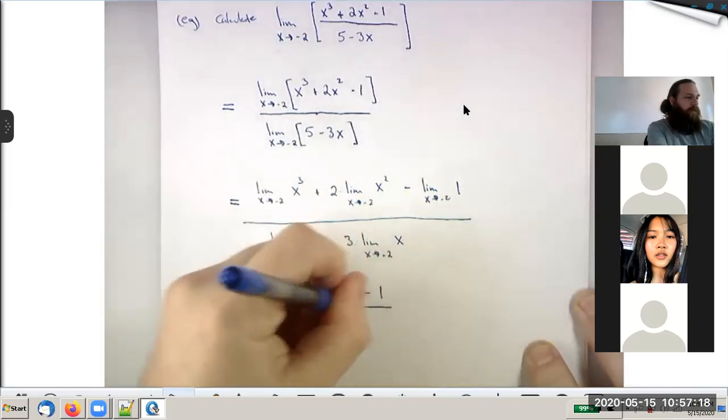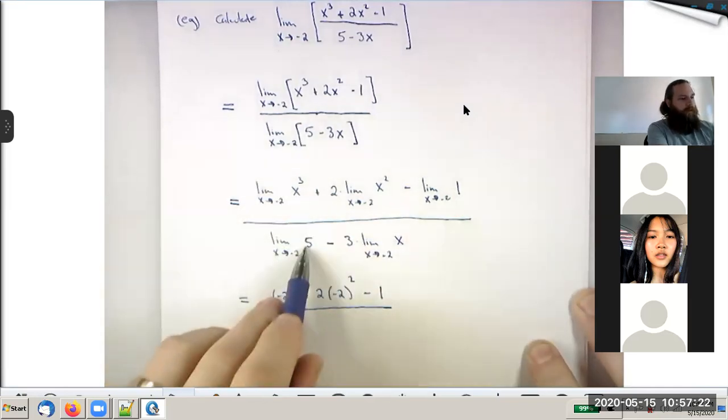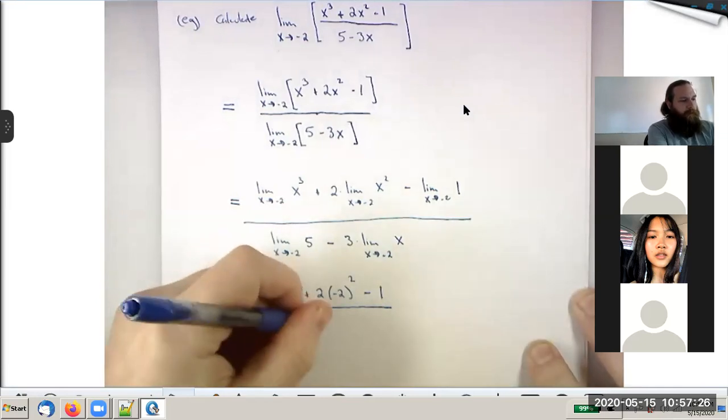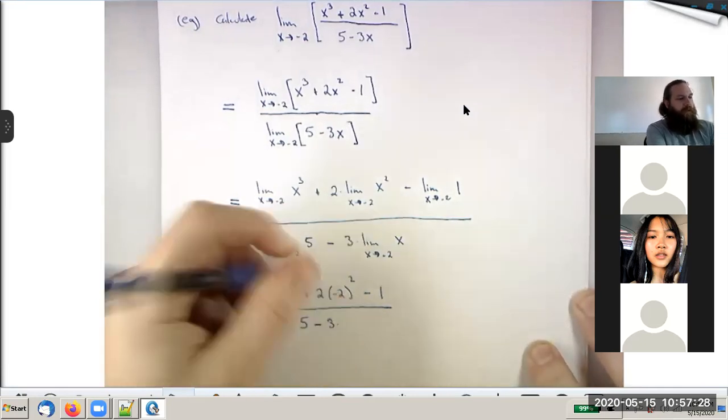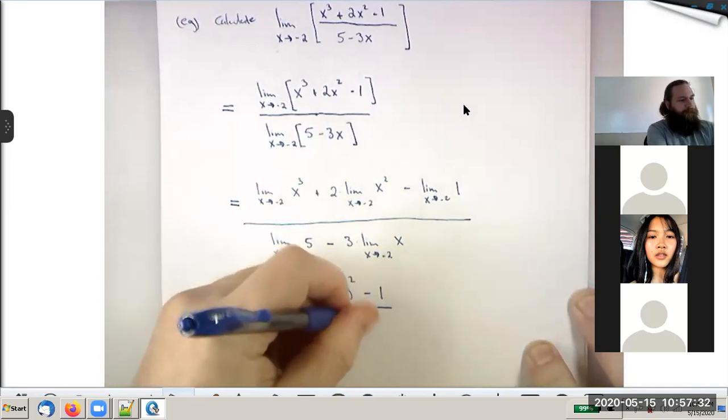And then downstairs, what do I have? I've got the limit as x goes to -2 of 5. This is again a constant, so that will just be 5. Minus 3 times the limit as x goes to -2 of x, which is just -2.